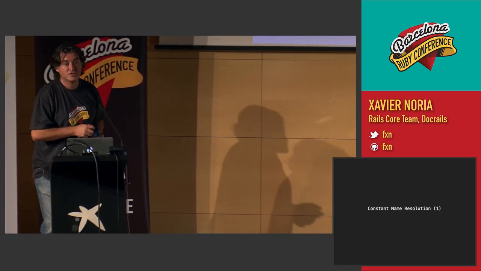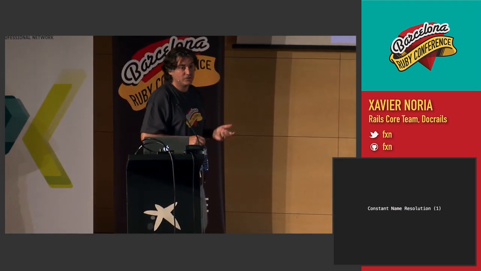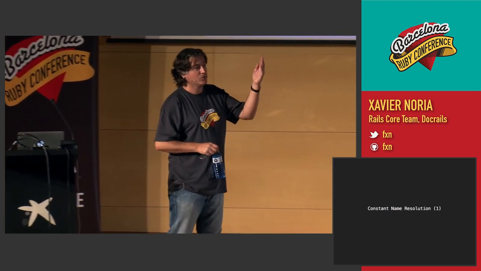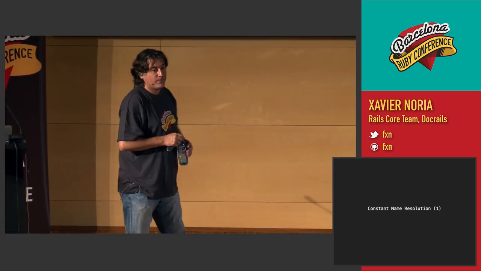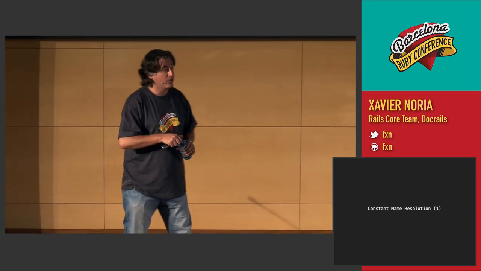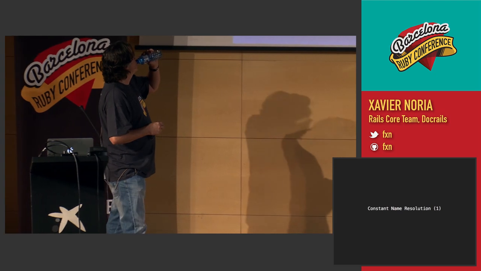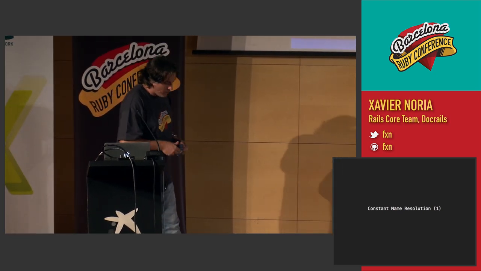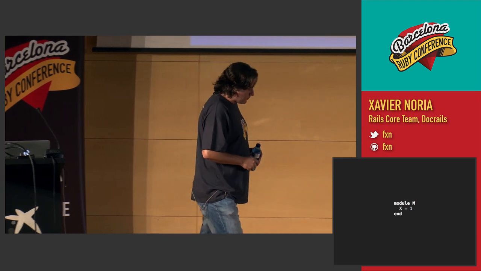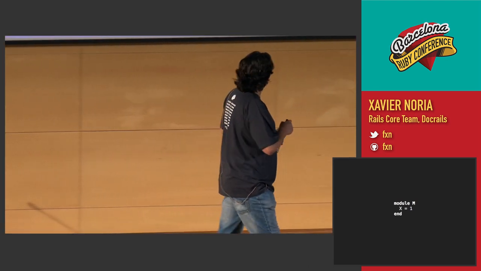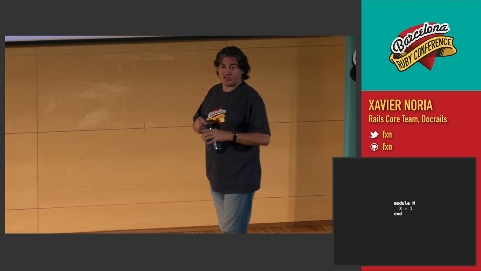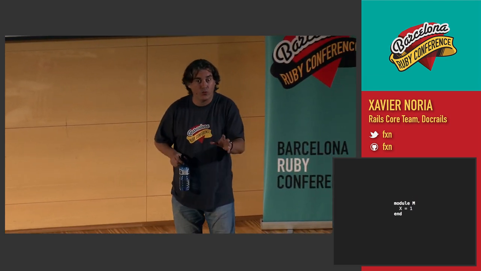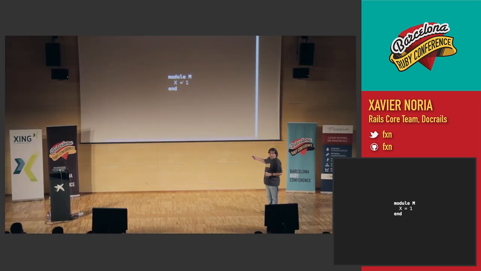I wanted to cover now the constant resolution algorithms, because that's crucial to constant autoloading, how constant autoloading is resolved. So we actually have three algorithms in Ruby for constant name resolution. The first one is this. So x = 1 is storing the x constant somewhere. Where? In the table of M. That's clear, right? So M is the module in scope, let's say that way. And this X is stored in that constant table.